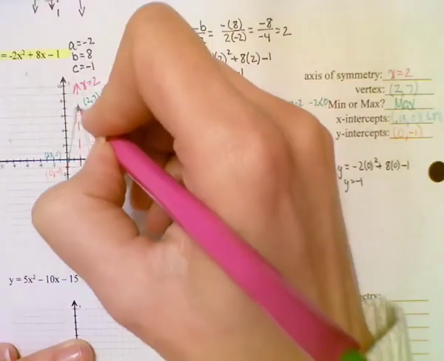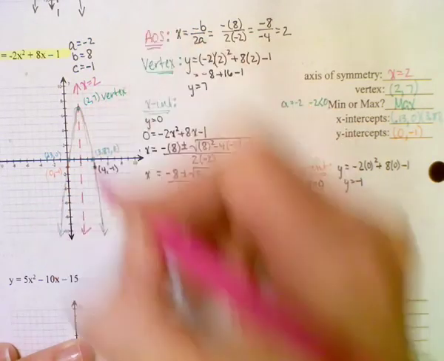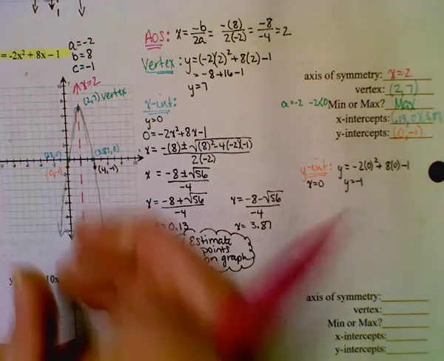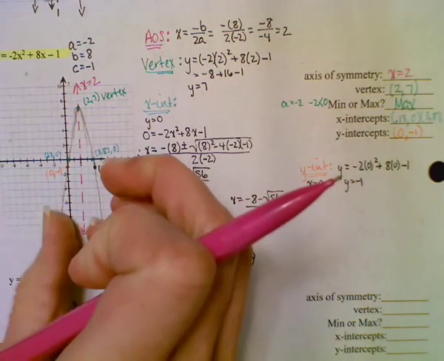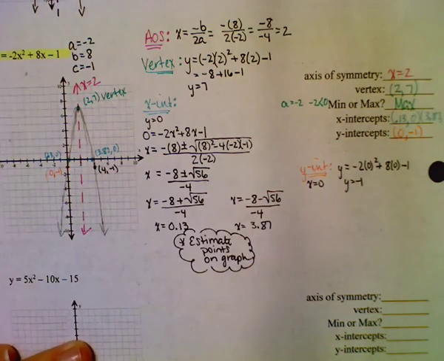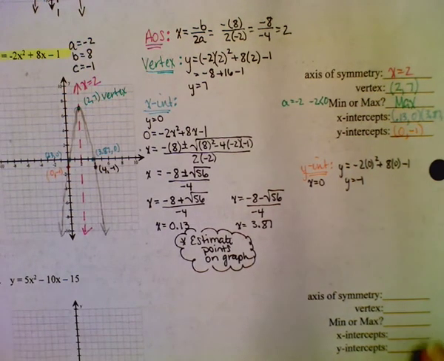The skinnier the graph, the narrower the points are. You can have really wide parabolas and really narrow parabolas, and we'll be looking at some of those patterns in our next class. All right, one more to go.